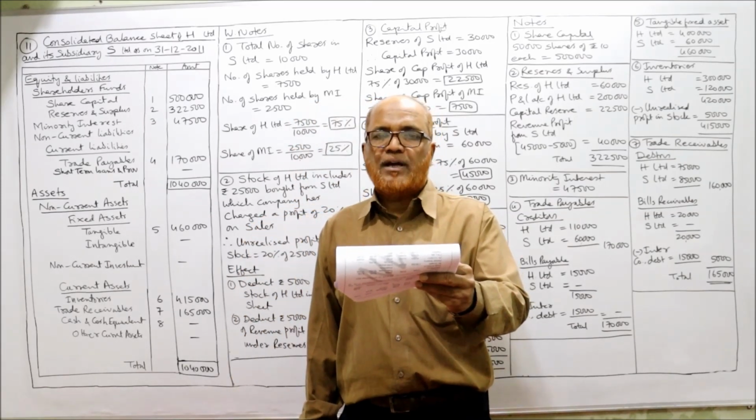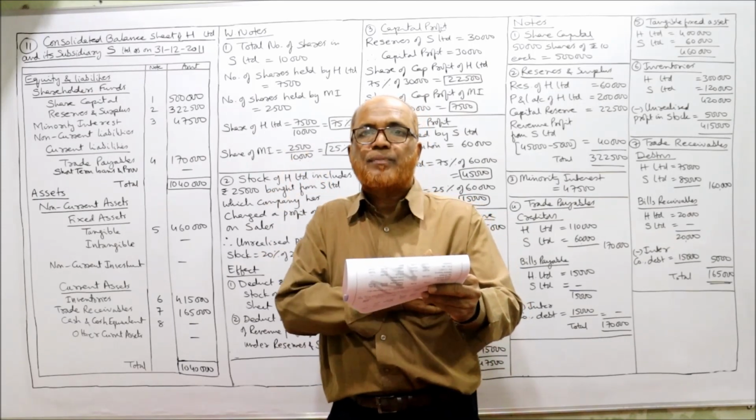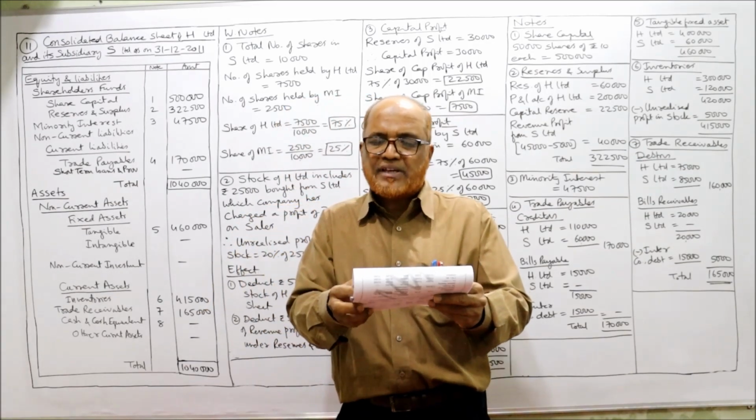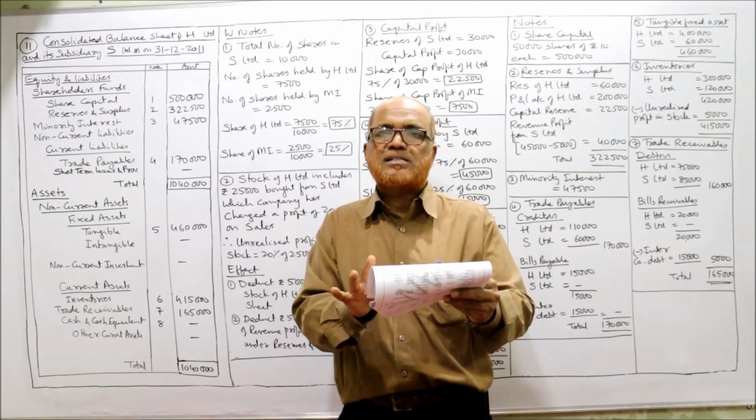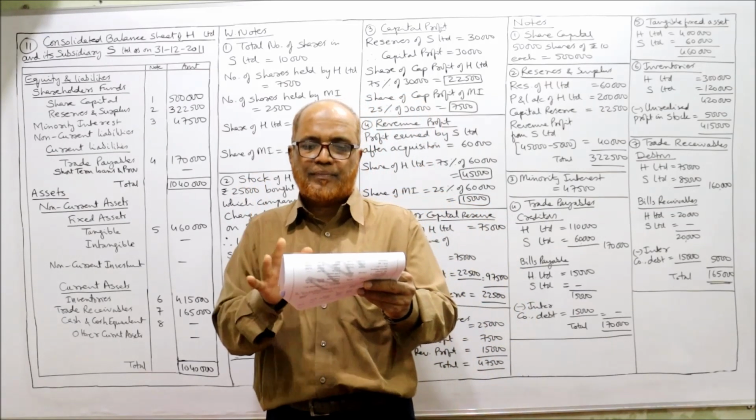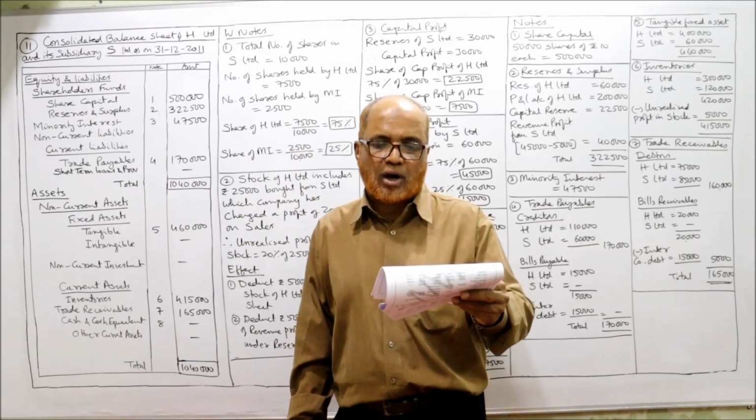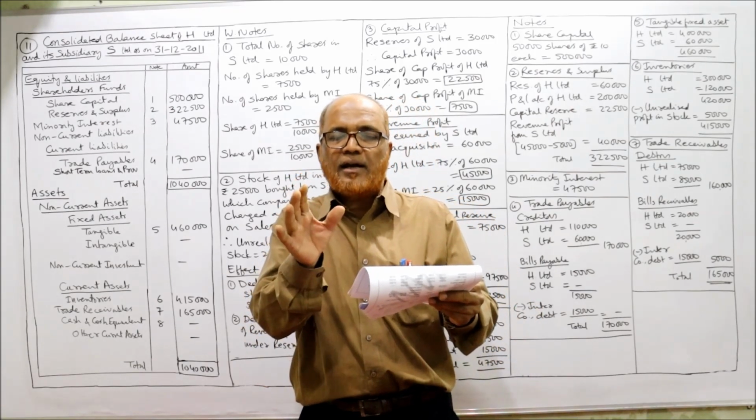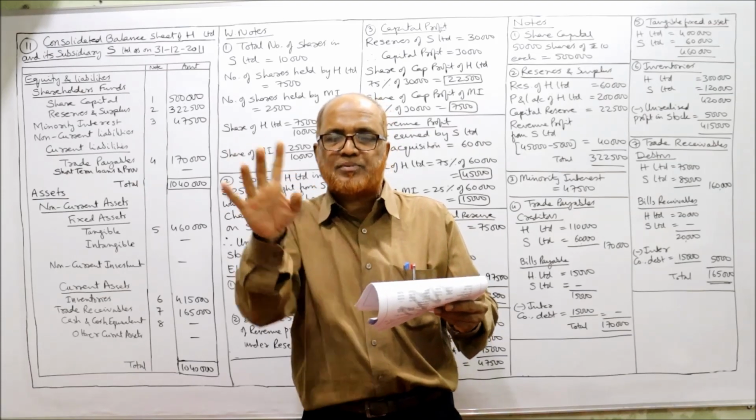Bills payable is given only in S Limited. We don't have any bills payable in H Limited. Then creditors are given for both the companies. Fixed assets, both the companies. Stock, then debtors. Bills receivable is given only in H Limited, no bills receivable in S Limited. Now shares in S Limited, 7,500 shares at cost, rupees 75,000. That means the holding company has purchased 7,500 shares in the subsidiary company.